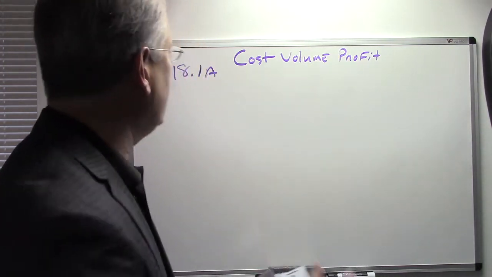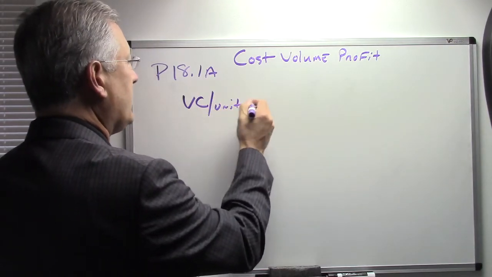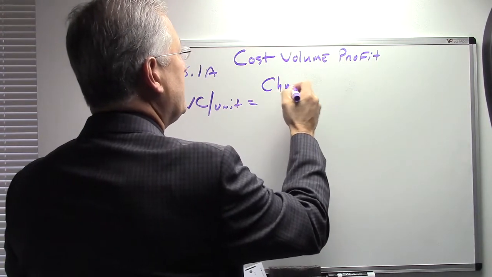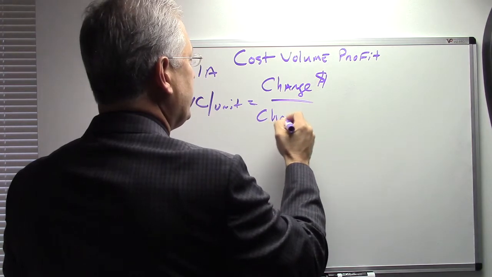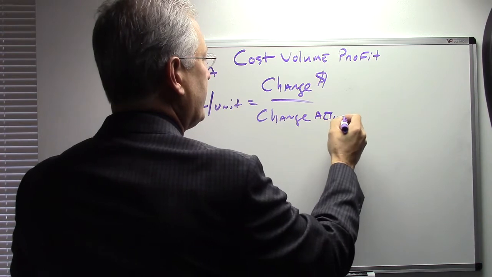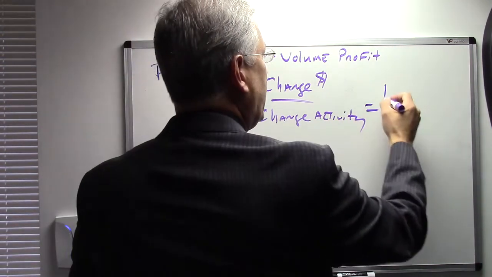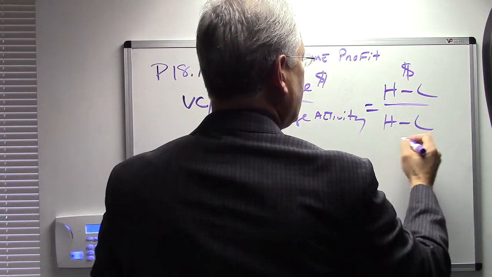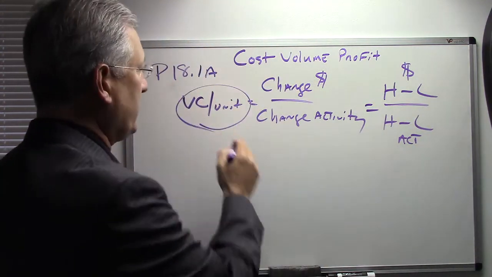So then the first thing we want to do is calculate the variable cost per unit, and that's going to be the change in dollars divided by the change in activity. And that's essentially the high minus the low, right? High minus low dollars and high minus low activity to come up with the variable cost per unit.